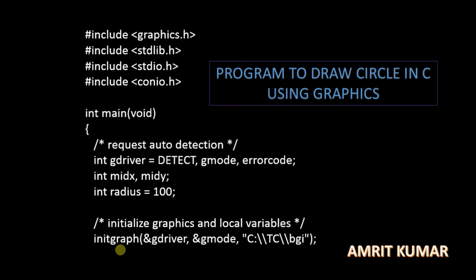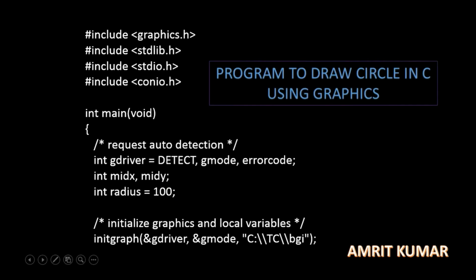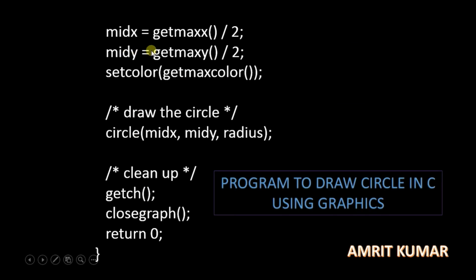And this is the way of initializing the graphics in C language. You can see here, this is a way of initializing the graphics in C language, and this is how you can generate the error code when graphics is not initialized. Okay. After then, I am doing some of the calculation so that I can use it in our circle program to draw the circle in C language.